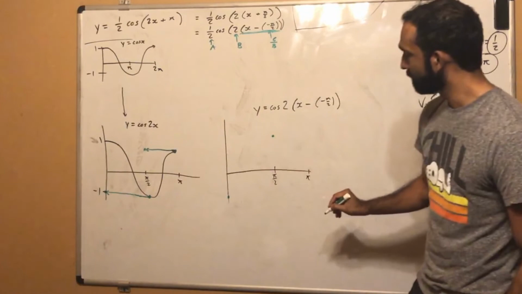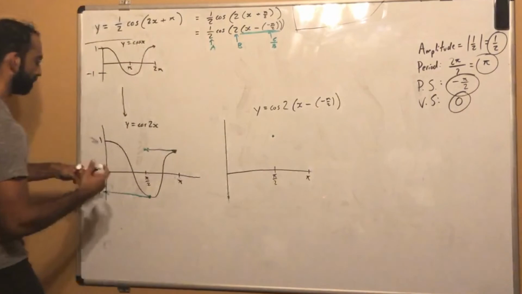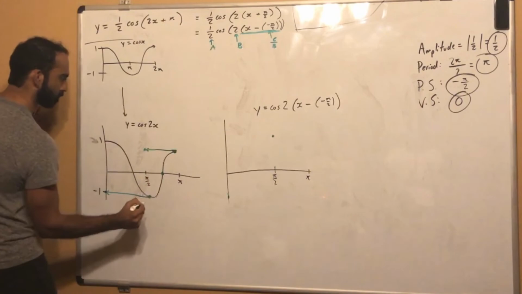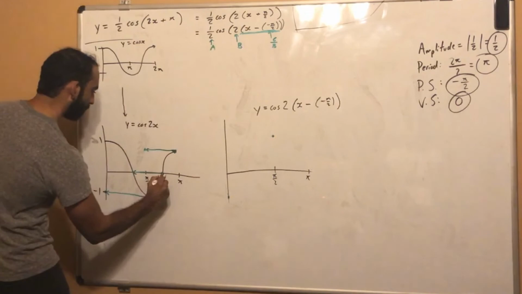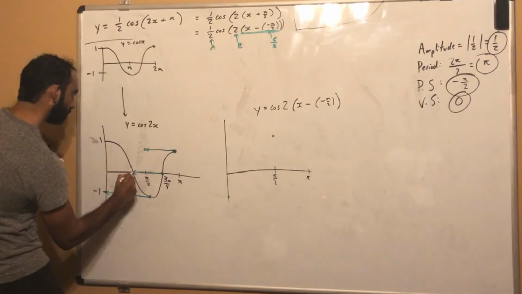Let's do one more point. Where does 3 pi over 4 get taken? That's going to be shifted to just pi over 4, right there. It's a nice symmetrical scenario. So 3 pi over 4 and pi over 4 get taken there.